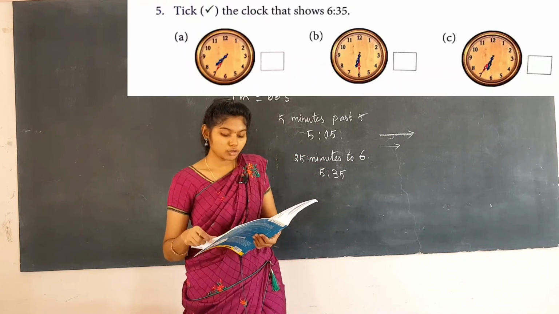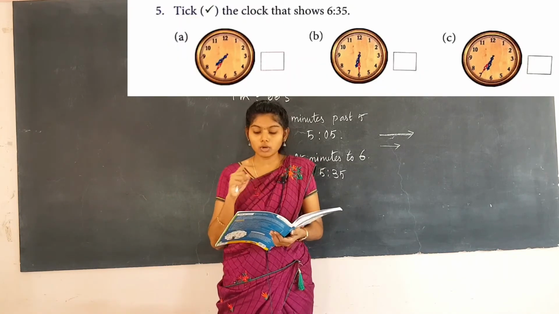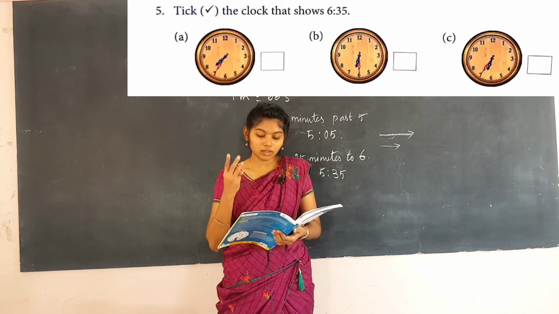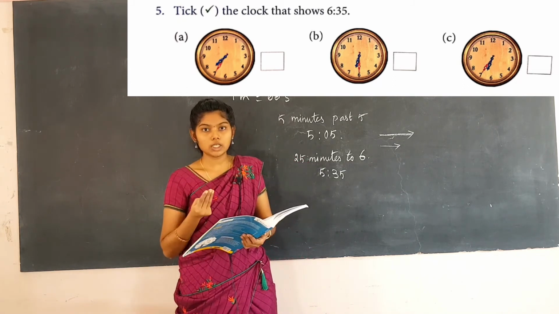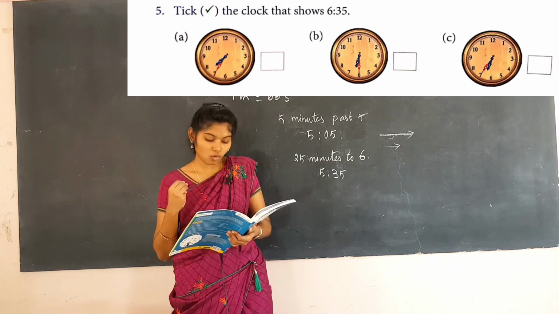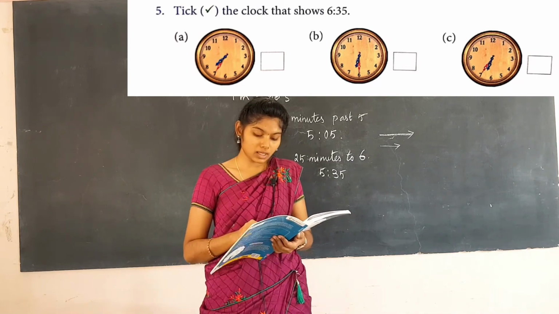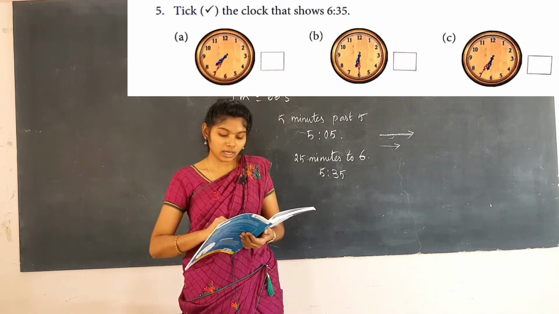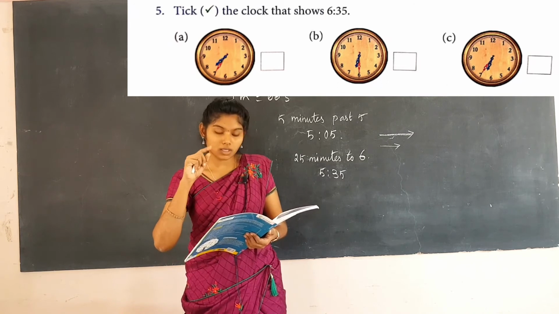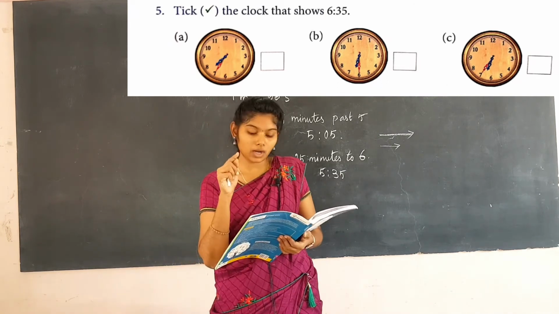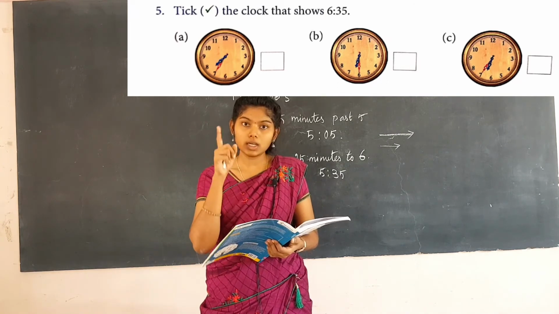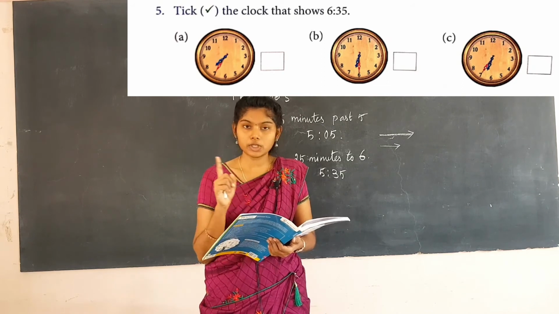Tick the clock that shows 6:35. So here you are going to find which one is 6:35. There are 3 options given. It is very easy to find, right? So you are going to do this as your homework. The first one is given there, see, between 7 and 8. Then it's just 7 hours. That 7 hours it will be. So see here it is 6. So the first option is wrong, right?